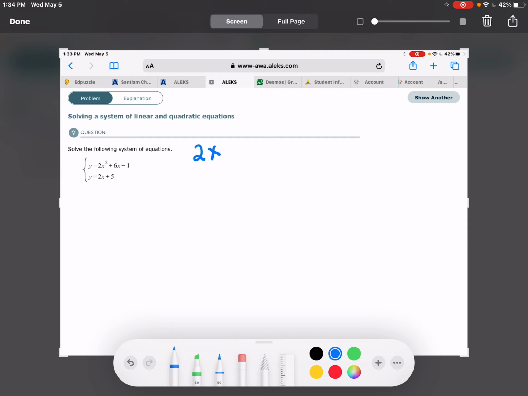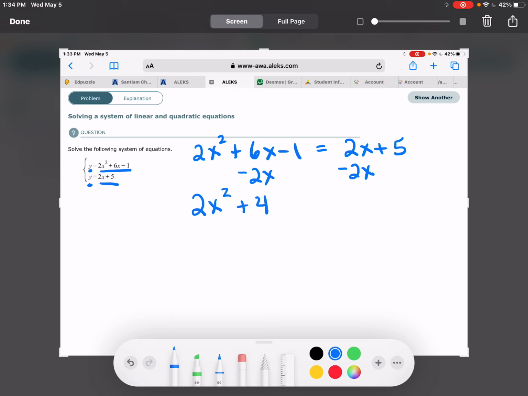This is substitution. 2x squared plus 6x minus 1 equals 2x plus 5. So this is the same as this, so therefore this is the same as this. So let's try to combine some things. Let's subtract 2x. And notice that we're going to have an x and an x squared. So we're going to need to solve this with one of our special techniques for solving quadratic equations. I'm going to go ahead and make this equal to 0.